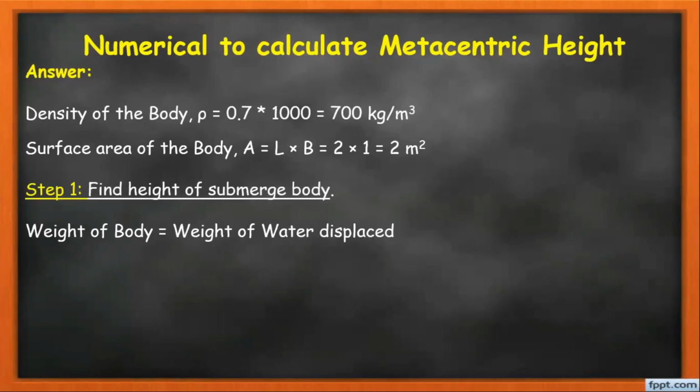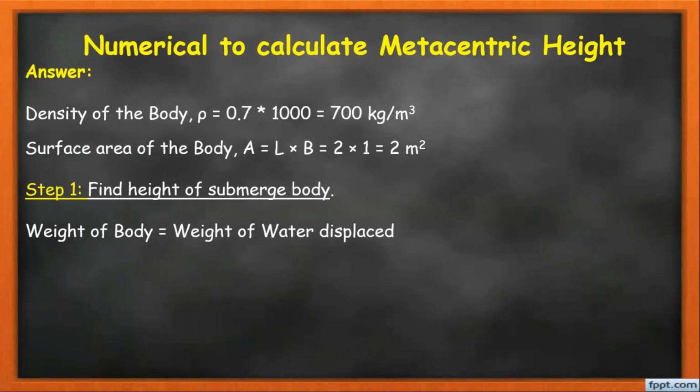So it is 700 kg per meter cube. The surface area of the object is length into width, which is perpendicular to the plane of paper. So we get 2 meter square. And using the Archimedes principle, in step number 1, we find the height of the submerged body.